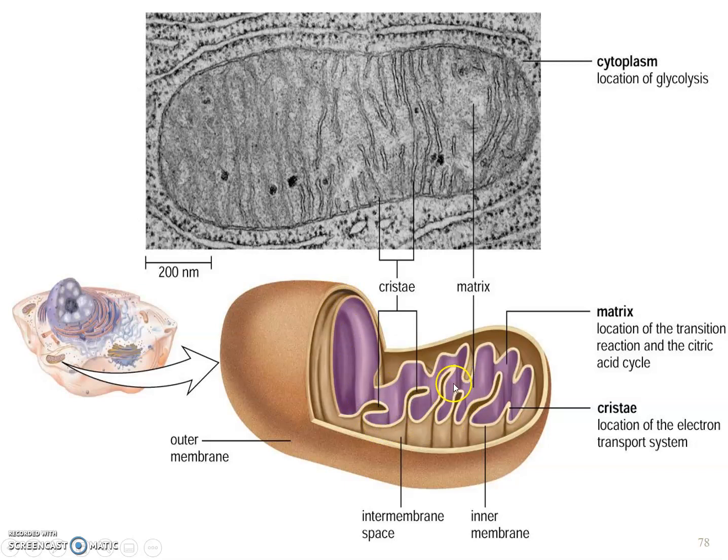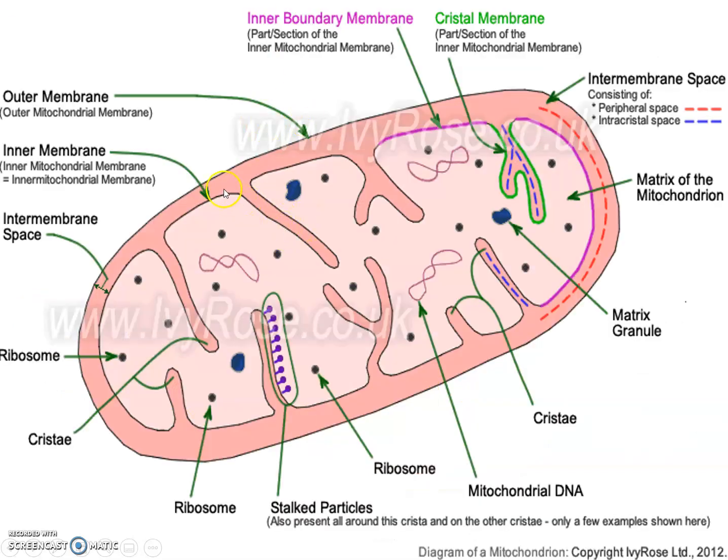If we look at the 2D structure, the highly folded inner membrane is called cristae, while the outer membrane is smooth. The space in between the outer membrane and inner membrane is called the intermembrane space. And the center of the mitochondria is called the matrix. This matrix is something like the cytoplasm of the cell, where you can find ribosome and DNA inside the matrix.